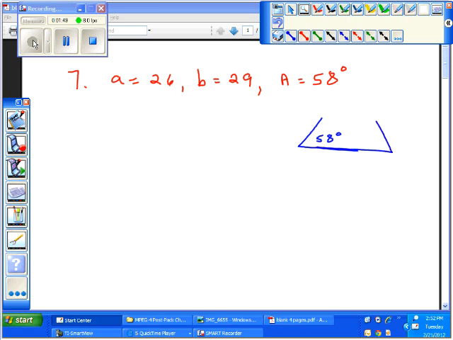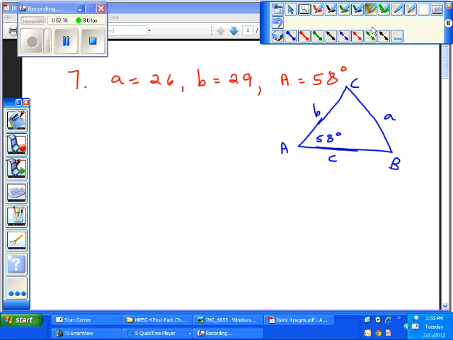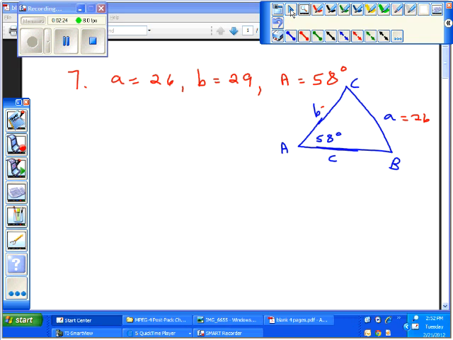And so we're just going to go ahead and finish drawing it anyway, just so we can get an idea of where everything lies. So we're just going to say, okay, I've got angle A, angle B, angle C. Little a is opposite angle A, and little b is opposite angle B, and little c is opposite angle C. And so we set that up, not knowing really whether it's acute, right, or obtuse, but we're just trying again to know what is where. Now, little a was given to us as being 26, and little b was given to us as being 29, and then again angle A was given to us as being 58 degrees.